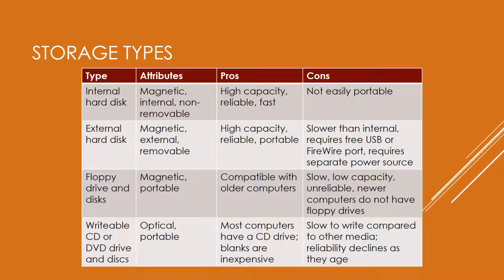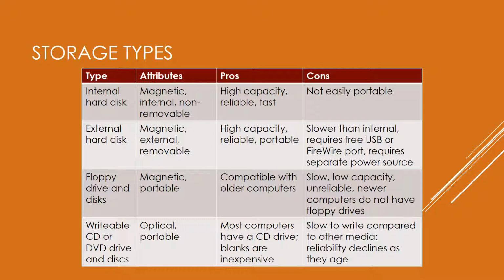So this chart shows all the different storage types, as well as their attributes or properties, and the pros and cons of each type of storage. So let's start with the internal hard disk. It is magnetic. It's internal, obviously, inside the computer, which means that it's non-removable. In order to take it out, you have to take your entire computer apart. The pros are that it is high capacity. It will store a lot of information. It's very reliable, and it's very fast. The con, however, is that it is not easily portable.